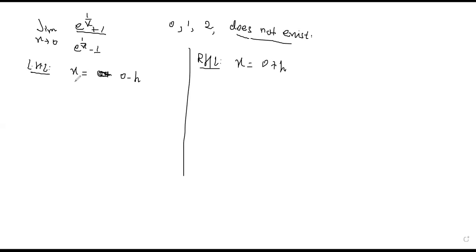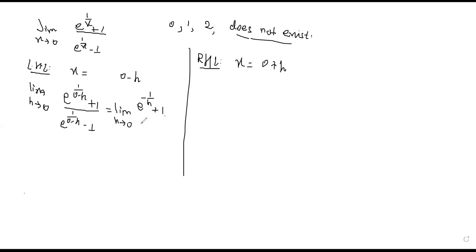Do you have any problem till this point? No. Now, you have to solve both parts. I am solving this. Limit h tends to 0, e raised to power 1 by 0 minus h plus 1 upon e raised to power 1 upon 0 minus h minus 1. Any problem? No. Now, limit h tends to 0, e raised to power minus 1 by h plus 1 by e raised to power minus 1 by h plus 1.